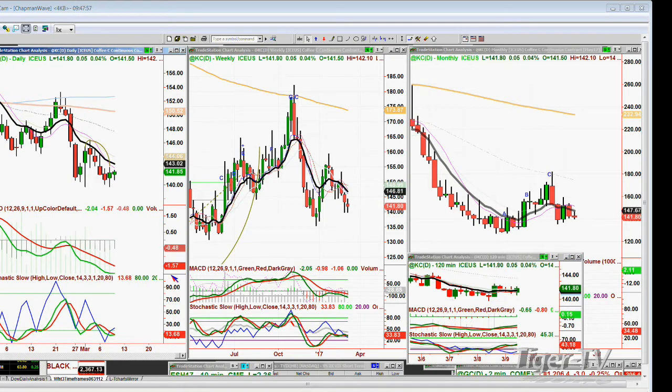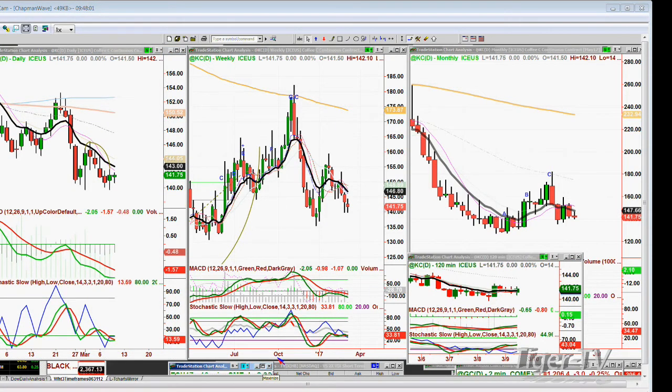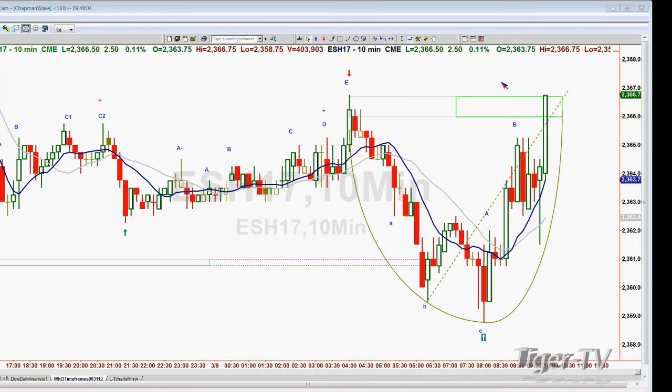Now, let's go back to our chart we were looking at. You remember the 10-minute chart? And I said I had a target. Yep, there it is. We're almost at the target in a shorter time period. Leg C in the Chapman wave. I put the up arrow right there, and we've gone to a C. And the target we had was right there, 2366.75. We have just hit 2366.75. We've just made a little double top.